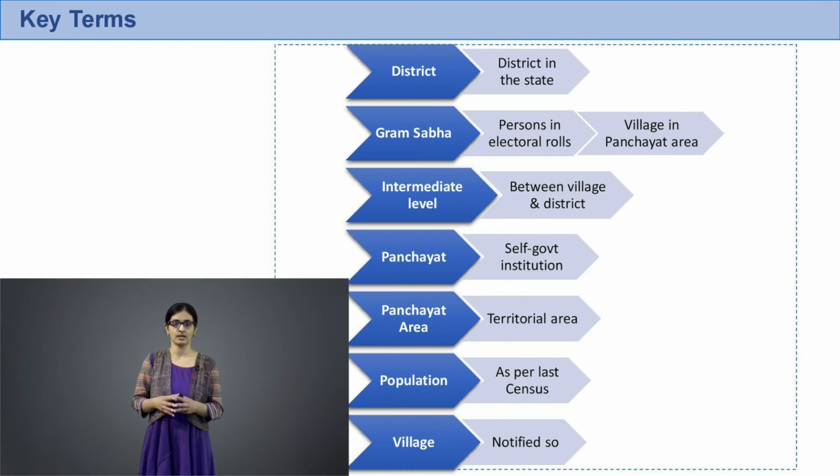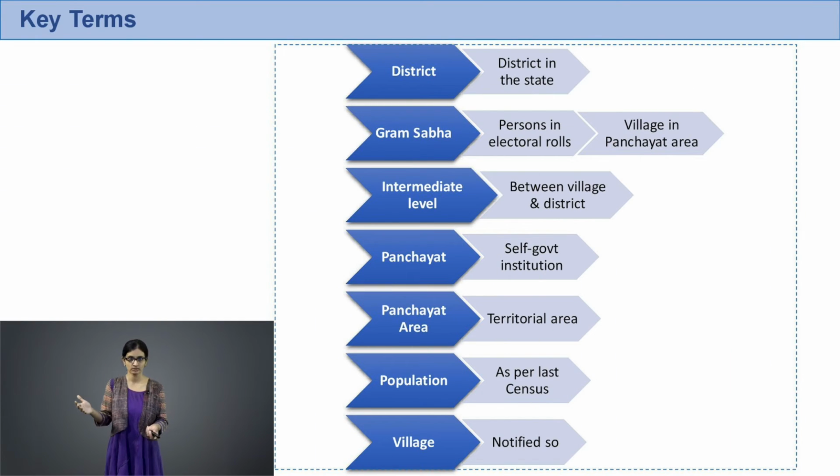So the 73rd Amendment Act, like it was mentioned earlier, added Part 9 to the Constitution, and the Part 9 pertaining to rural Panchayats contains Articles 243 and Articles 243A to 243O. Article 243 defines various terms. Let us have a look at the terms that are given here.